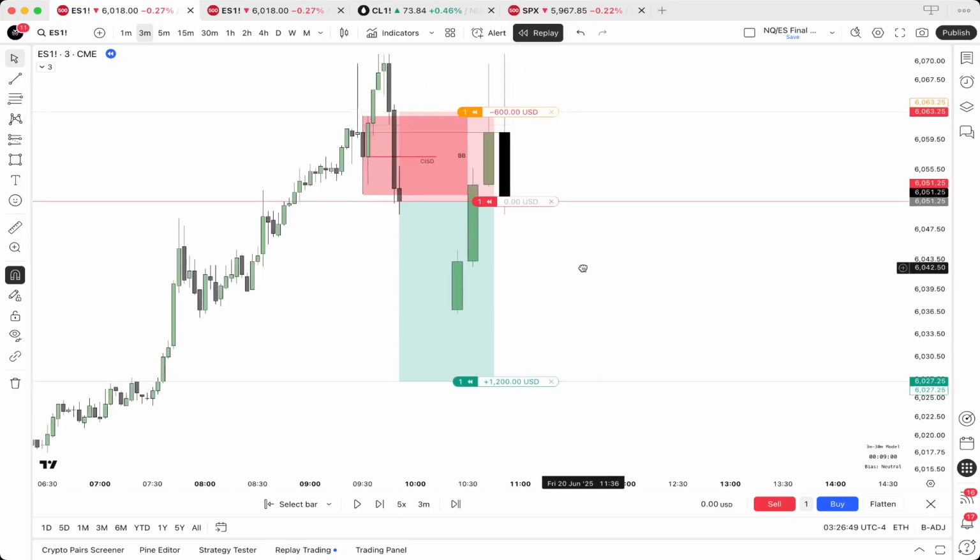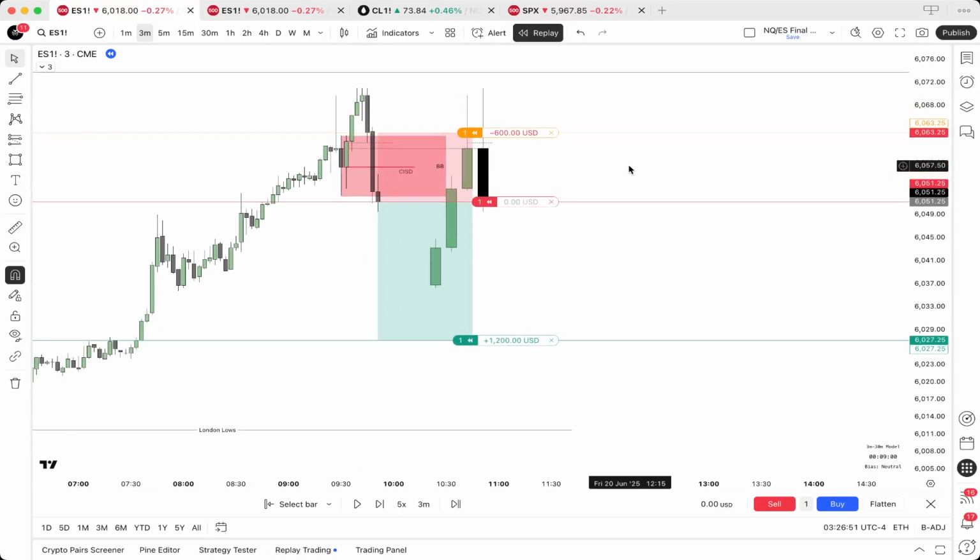And so now we'll let this play out, because we've now identified an A+ entry model by utilizing the SMT divergence between NASDAQ and ES, and then using a 3-minute entry model using the C2U, or the candle to unicorn, which is the base of the fractal with this bearish breaker block. So we'll let this trade play out now and see what exactly happens.